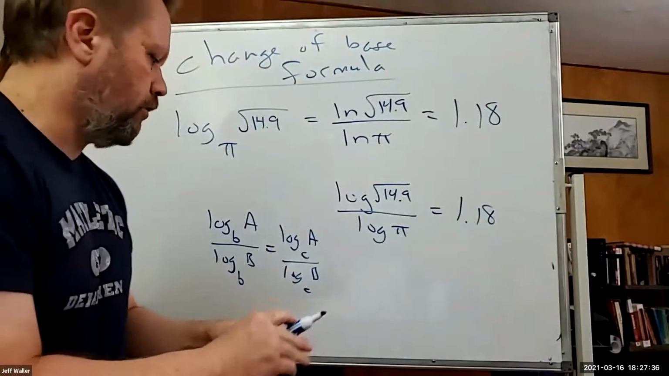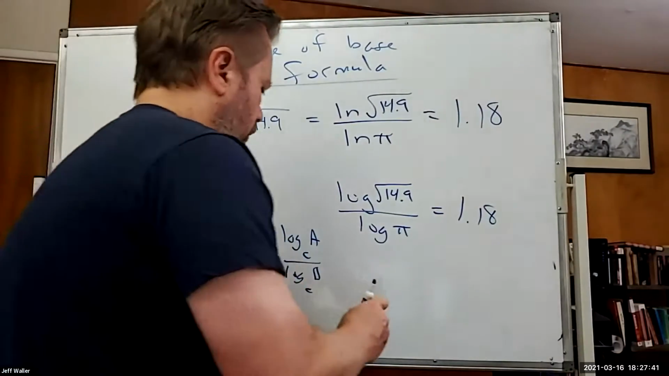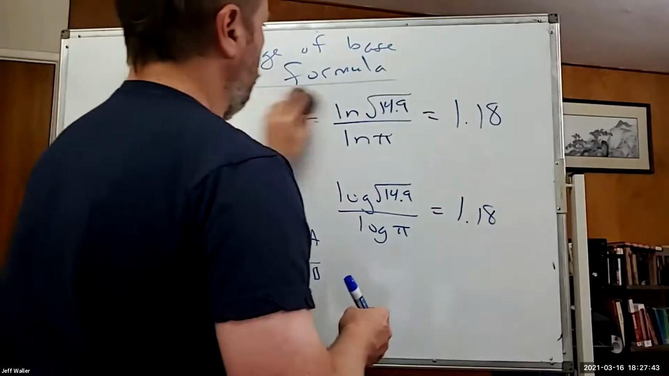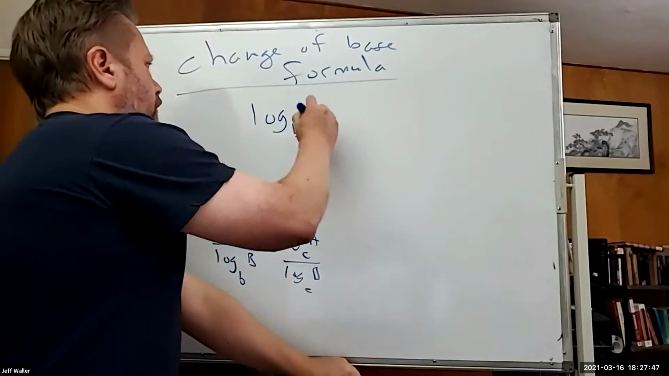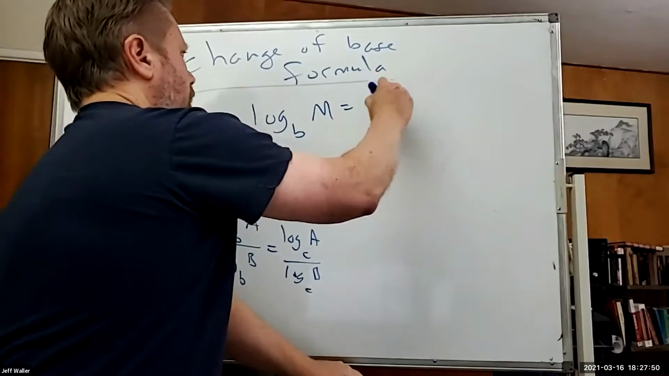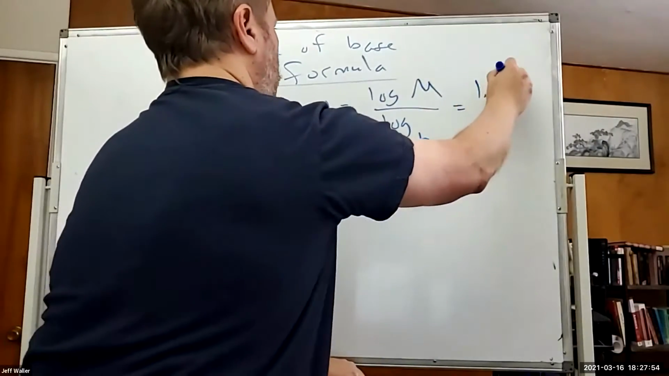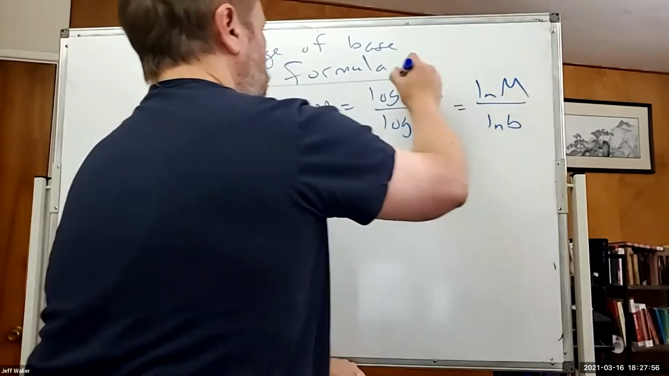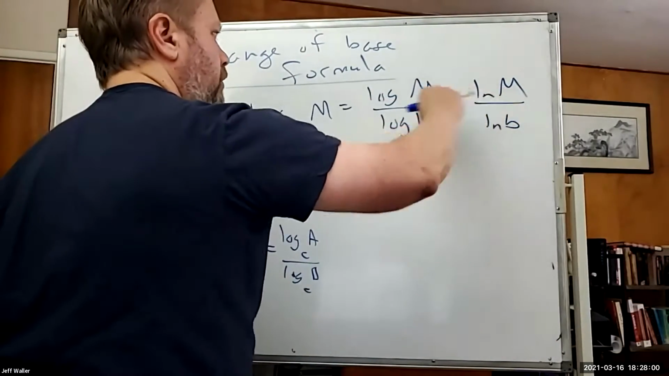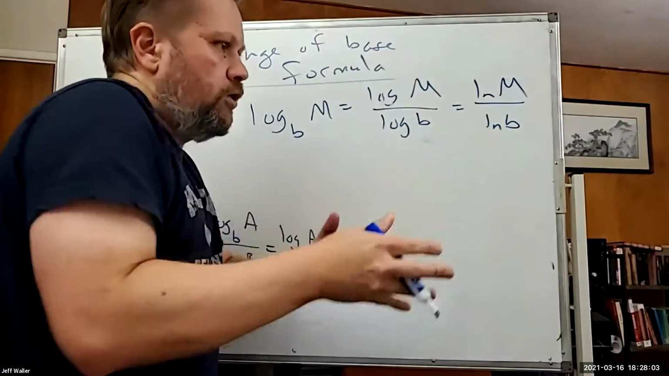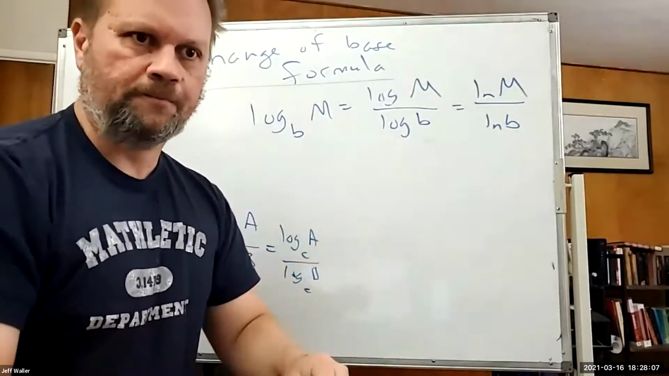All right, now let me do the official formula real quick, because I haven't really written that up here. If I have log base b of m, that's going to be log of m over log of b, or natural log of m over natural log of b. Why do we use log or natural log? Because those are the two that are on the front of my calculator.